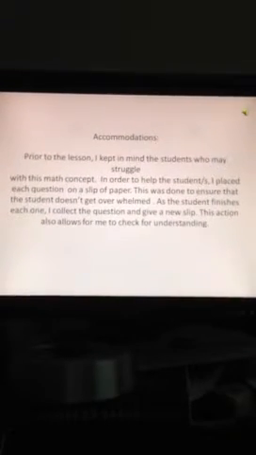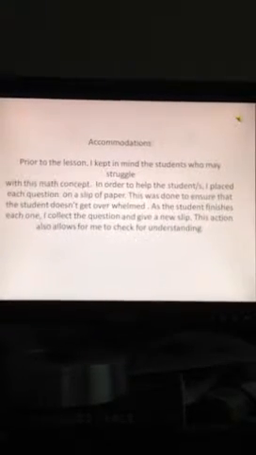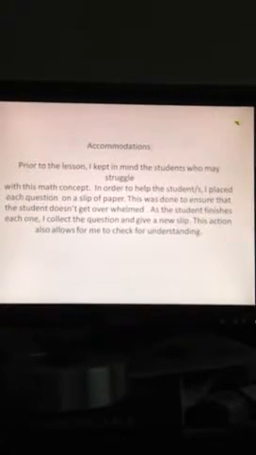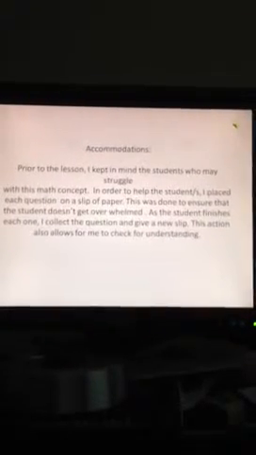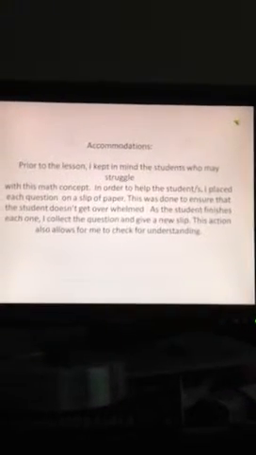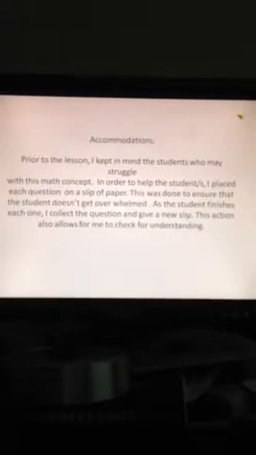Prior to the lesson, I kept in mind the students who may struggle with this math concept. In order to help the student or students, I placed each question on a slip of paper. This was done to ensure that the student doesn't get overwhelmed. As the student finishes each one, I collect the question and give a new slip. This action also allows for me to check for understanding.